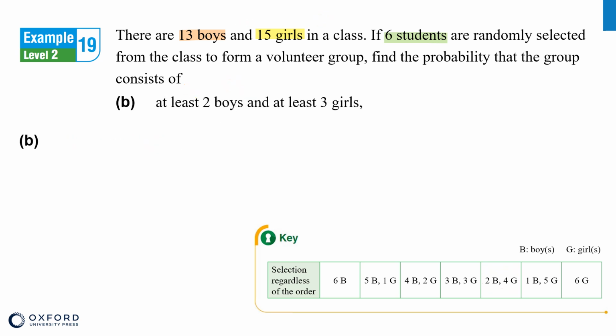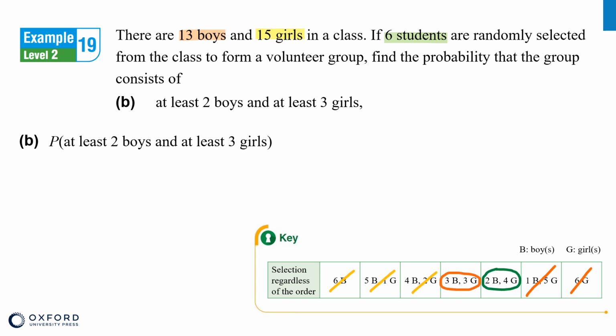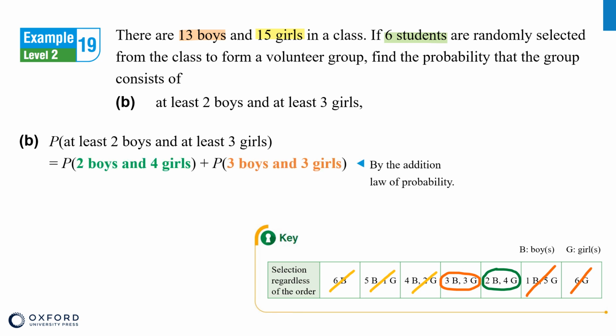Part B. The probability that the group consists of at least 2 boys and at least 3 girls. To have at least 2 boys, that means we can't have no boys and only 1 boy in the selection. Then to have at least 3 girls, we can't have no girls, only 1 girl and only 2 girls. That means we are looking at these 2 cases, 3 boys and 3 girls, and 2 boys and 4 girls. We can use the addition law of probability to find the answer.